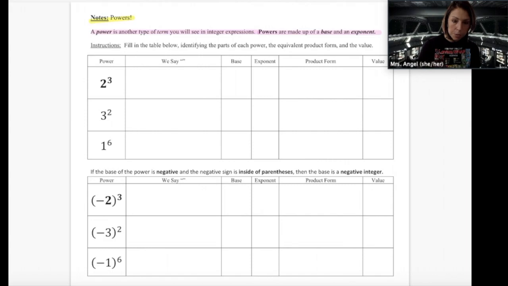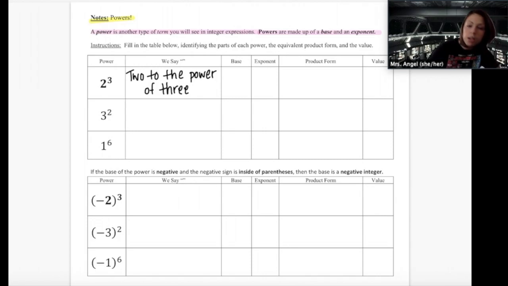Number 1, or the first power in this table. This power would read 2 to the power of 3, or 2 to the 3rd power, or sometimes you hear teachers say cubed. That's because a 3-dimensional cube has 3 different dimensions, and so you can call it 2 cubed. The way that I like to read this is I like to say 2 to the power of 3. That kind of always works. So I'm going to go ahead and write that in now. 2 to the power of 3.